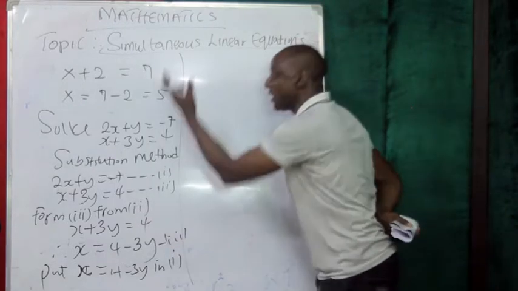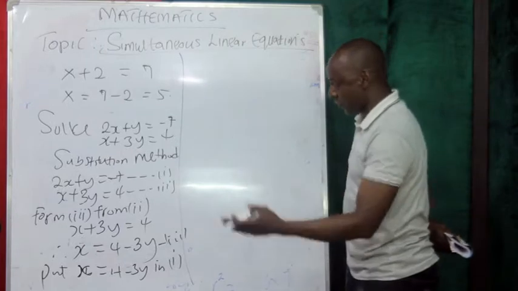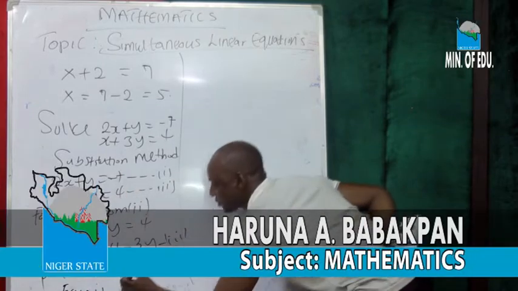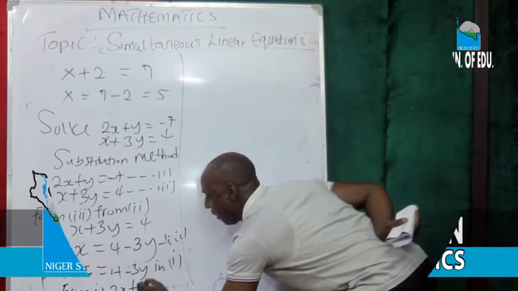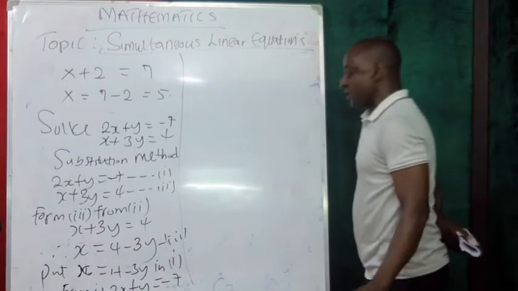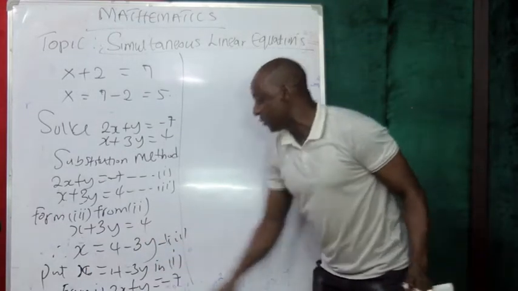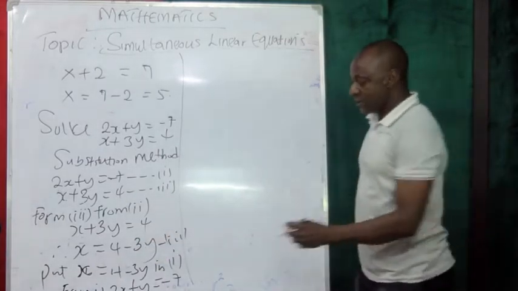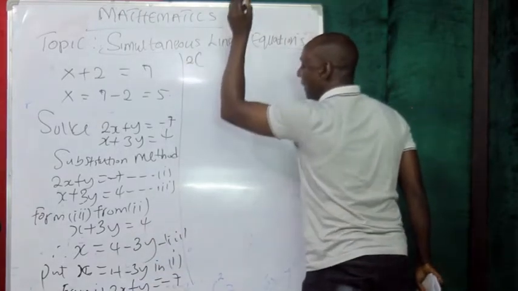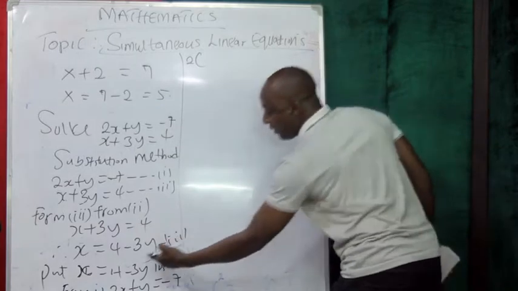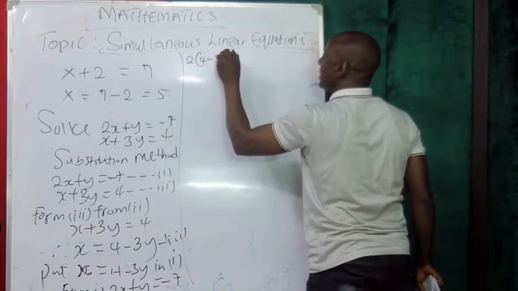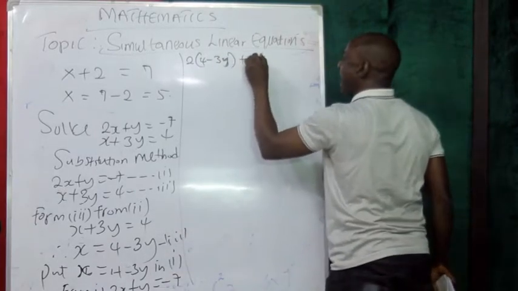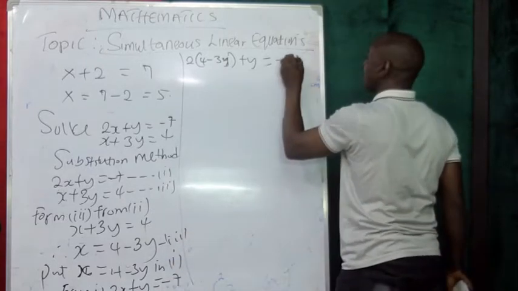So as you are doing this, you bring your equation 1 so that it will serve as a guide for you. Now your equation 1, you say from 1, that is, from equation 1 you have 2x plus y equals -7. So anywhere you see x in equation 1, you substitute it by 4 minus 3y. So here we have 2, you open a bracket and inside you put your 4 minus 3y. Then you are left with plus y equals -7.